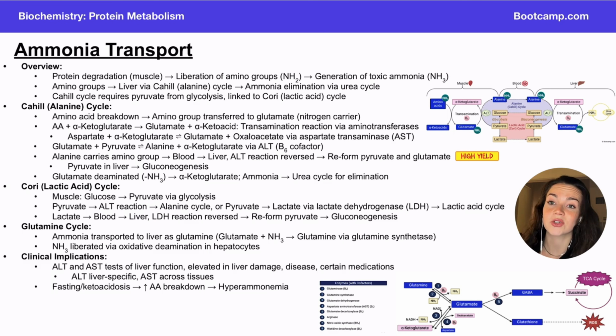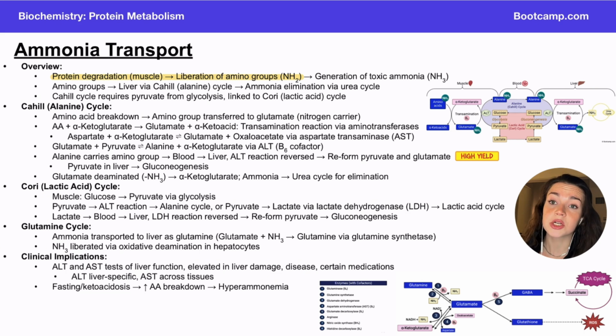When body proteins are degraded, like muscle for example, we're going to liberate out amino groups, or NH2, right? Our proteins are made up of amino acid building blocks, so it makes sense that as we break down these proteins, we're going to be liberating out amino groups.